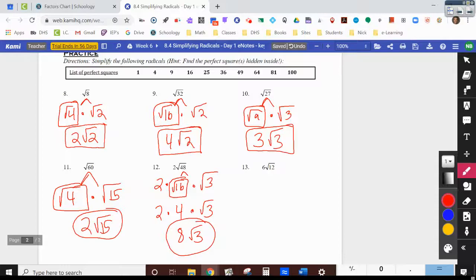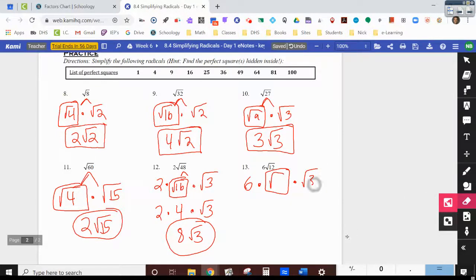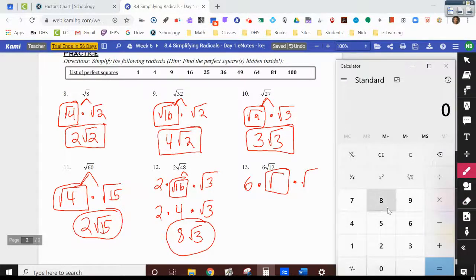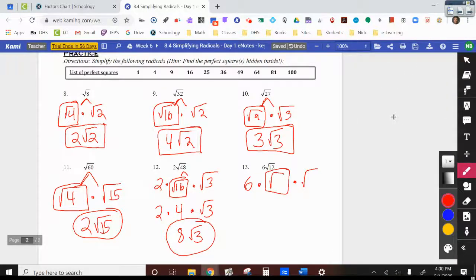All right, let's see how we did here. So we have 6 times the square root of 12 times another square root here. I've already given away the answer there. So now let's see, we have 12. Well, I can't do 16, and 9 doesn't go into 12, so it's probably going to be 4. 12 divided by 4 is 3. So that means 4 is the largest perfect square factor of 12.